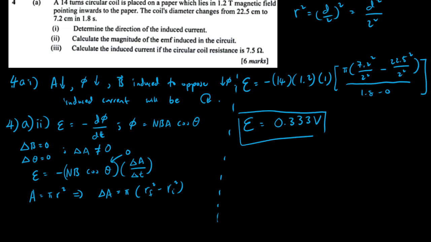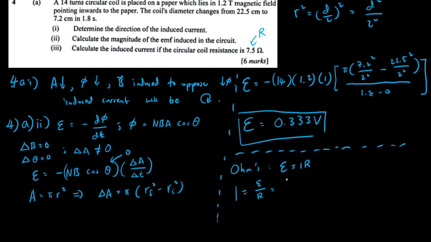Okay, fair enough. All right, so moving on to the next part of the question, which is asking us to calculate the induced current, if the circular coil resistance is 7.5. So I have R, I have epsilon. So that simply tells me that I can use Ohm's law. So Ohm's law tells me that epsilon equals IR. Okay, so I is simply epsilon over R, right? Yeah, epsilon over R.